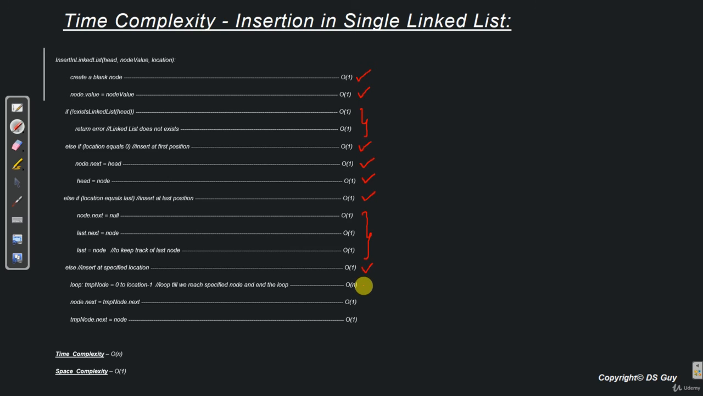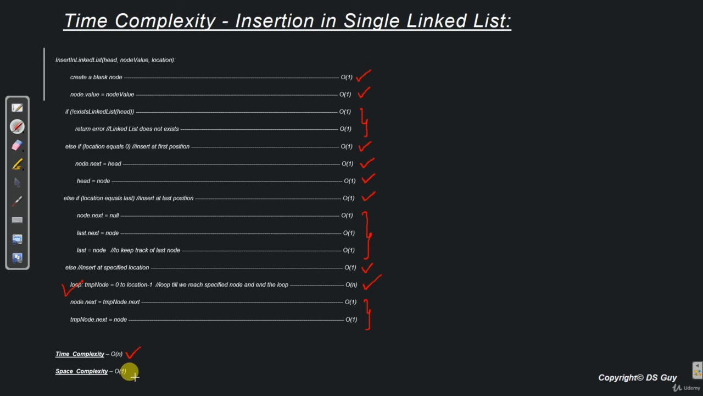Looping from 0 till location -1 is going to take order of n time. The reason is that in the worst case, we might have to travel till the second last element in the list. In that case, we have to travel n minus 1 nodes. So the complexity becomes order of n. And then we are updating reference variables. Those are again constant time operations. So the total time complexity for insertion becomes order of n. And the reason is this statement over here.